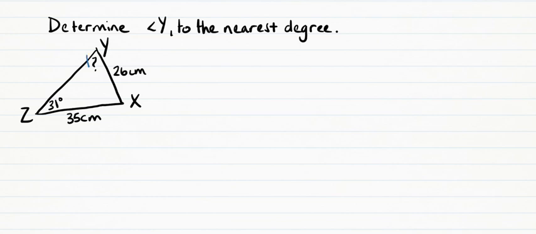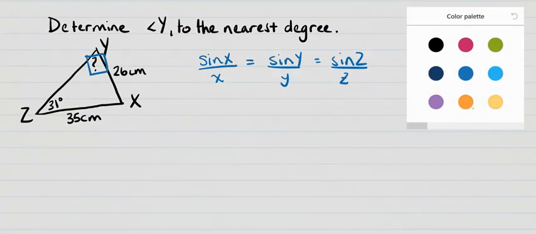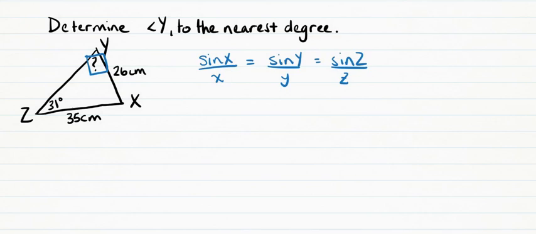Because I'm solving for an unknown angle, I'm going to use the version of sine law that has the angles in the numerator. So sine x over x equals sine y over y equals sine z over z. And then we're going to go through, just like we did last time, and check off the information that we know and identify the information that we want to solve for. So here we want to solve for angle y.